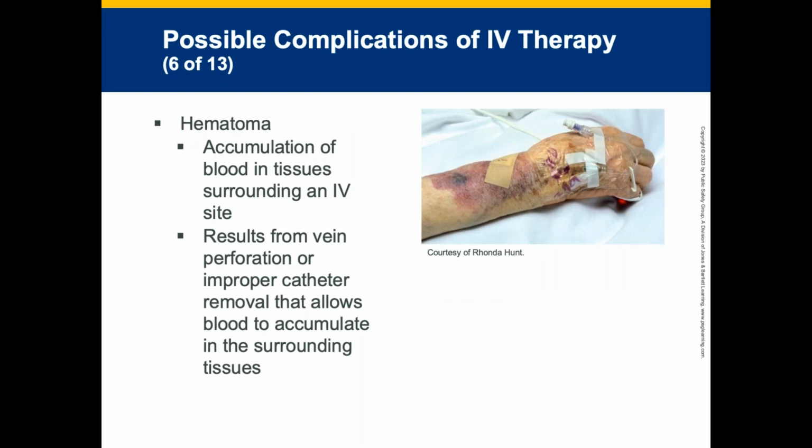Right. This is a hematoma. So an accumulation of blood in the tissue surrounding an IV site results from a vein perforation or an improper catheter removal that allows blood to accumulate in the surrounding tissue. Blood can be seen rapidly pooling around the IV site, resulting in tenderness and pain. If a hematoma does develop while you are attempting an insertion of a catheter, stop and apply direct pressure to help minimize the bleeding. So push it down, apply direct pressure to the site.